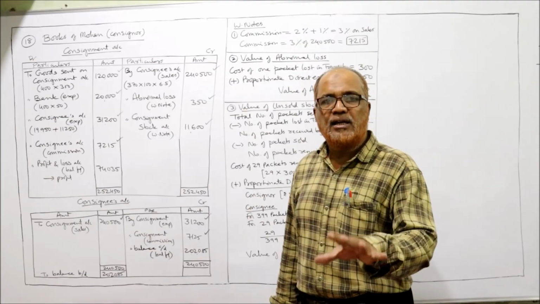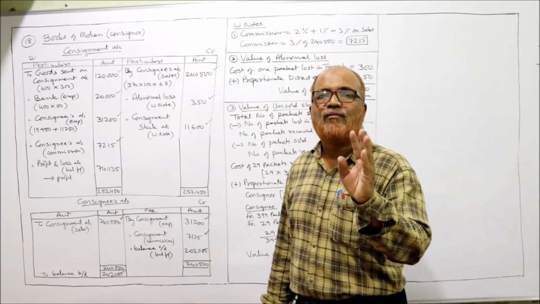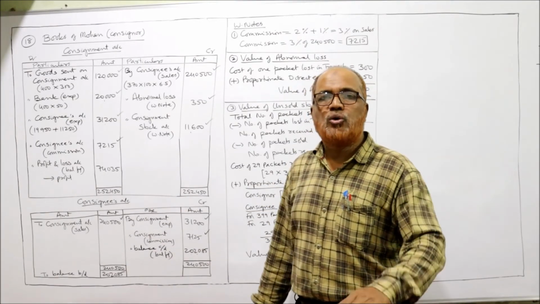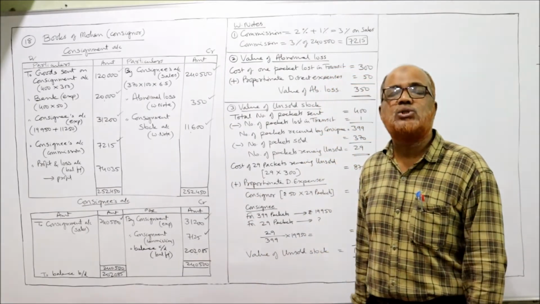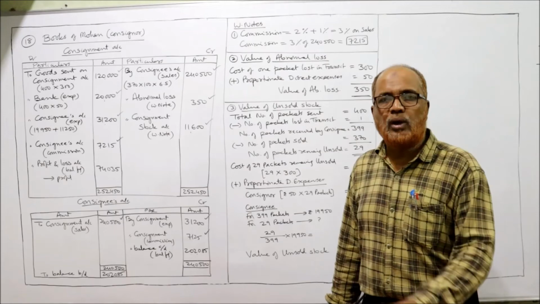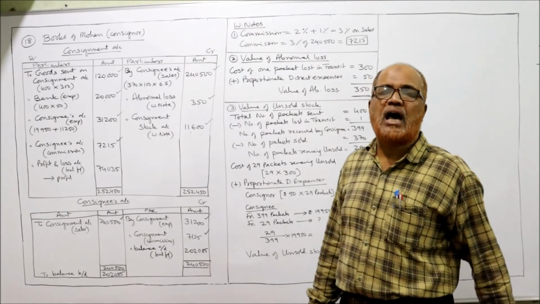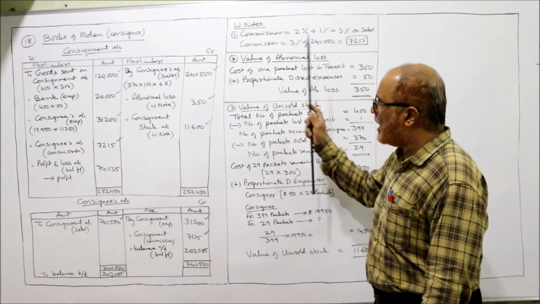That's all. It is asking you only to find out the profit on consignment, the value of abnormal loss, and the value of unsold stock. Only these three items are asked in the last line of the problem. So all the three I have completed.